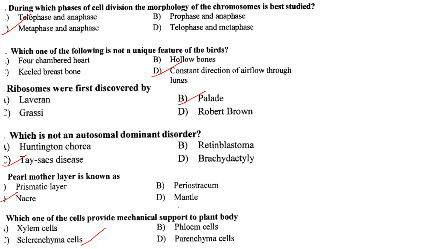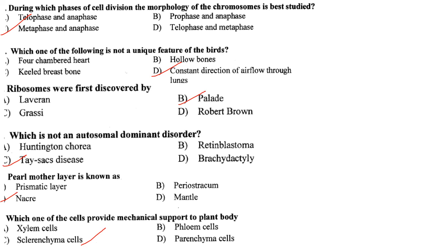Then next one. Which one of the following is not a unique feature of birds? Constant direction of airflow through lungs. That is not a unique feature of birds. Then ribosomes were first discovered by. So it was discovered by Palade. Answer is option B. Which one is not an autosomal dominant disorder? Answer is Tay-Sachs disease. It is an autosomal recessive disorder.